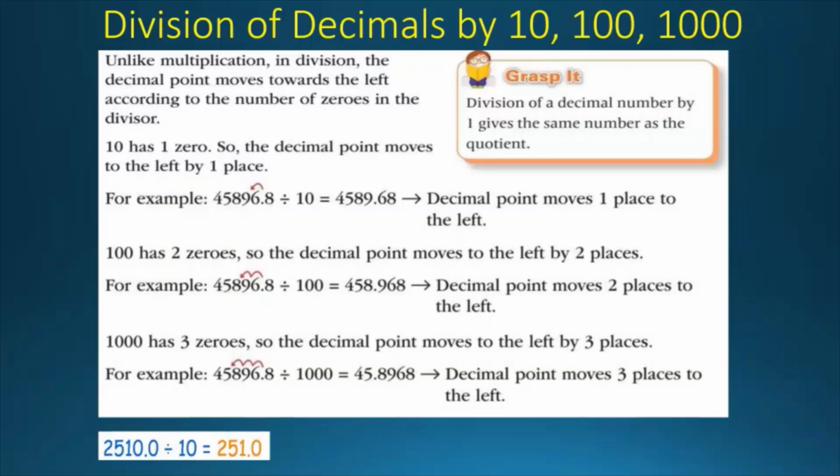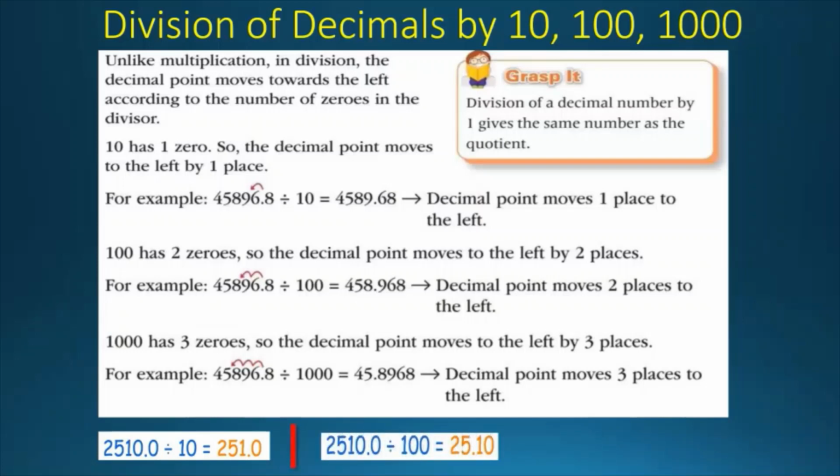Now we have 2510.0 divided by 10, which is equal to 251.00. But as the 0 has no value, we can just drop it and make this 251 a whole number. But in this example, it is not made a whole number.